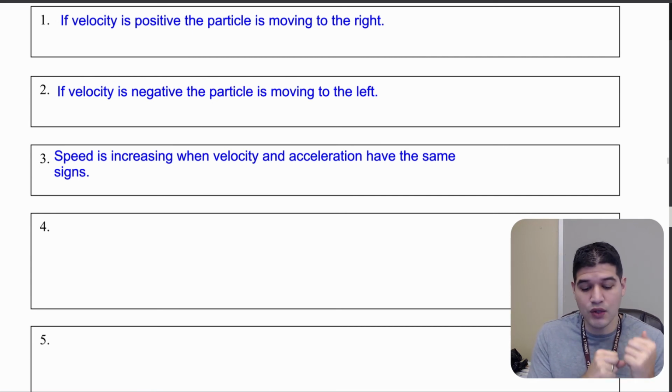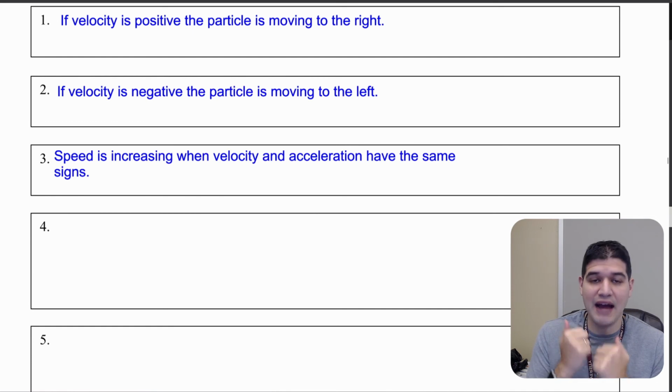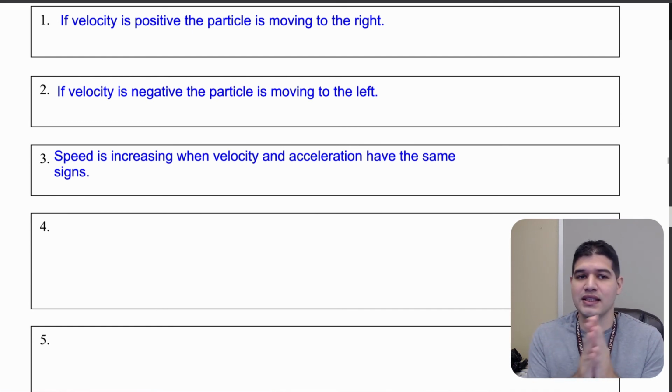One thing that we want to keep in mind is that speed is increasing, we're getting faster, when velocity and acceleration have the exact same sign, whether velocity and acceleration are both negative or whether velocity and acceleration are both positive. You can speed up in the negative direction or you can speed up in the positive direction.